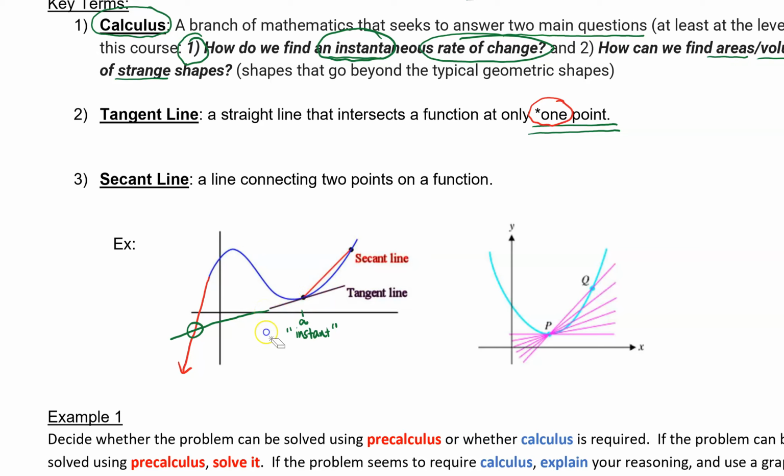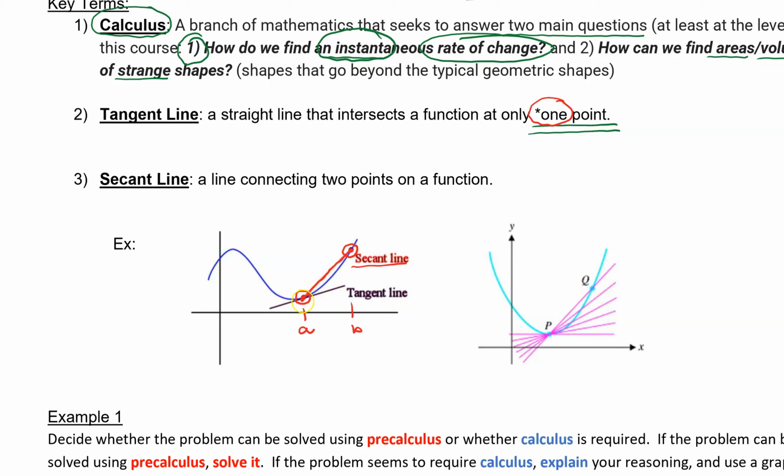Whereas a secant line has a different role. A secant line is purposefully taking 2 points on the curve. Maybe I'll say this is at point A and then this one's at point B. And it's purposefully just trying to connect them. It's ignoring the direction of the curve and just taking 2 points on the curve and connecting them with a straight line. That's how we can think of a secant line, just connecting 2 points on a function, ignoring the direction of the function.